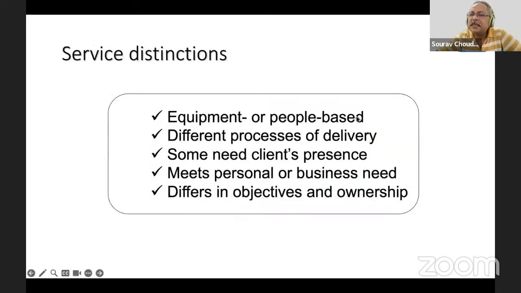Equipment or people based? Okay, sometimes services are people based, sometimes they are equipment based. Okay, so something like, give me an equipment based service. Give an example of an equipment based service.